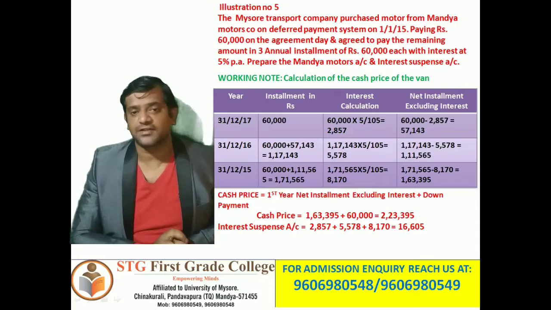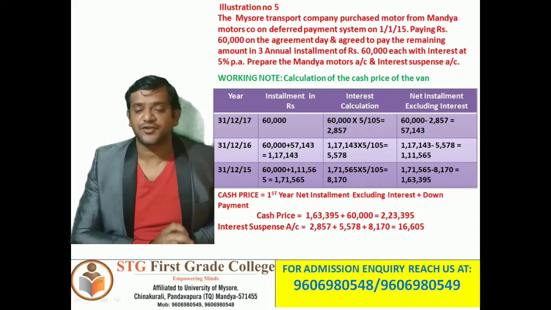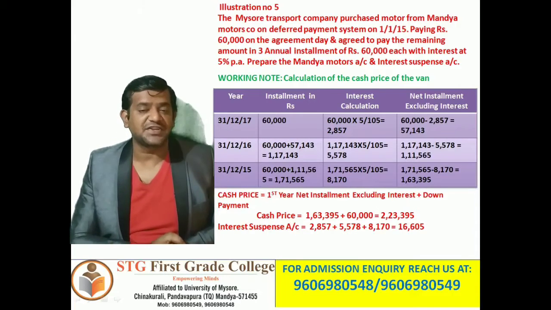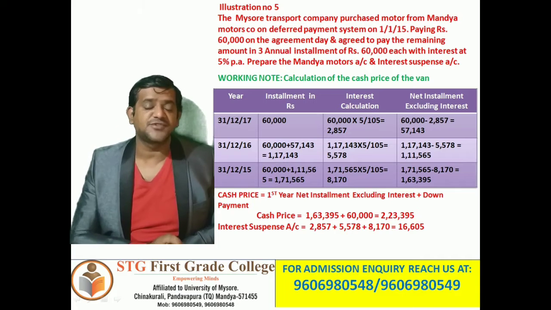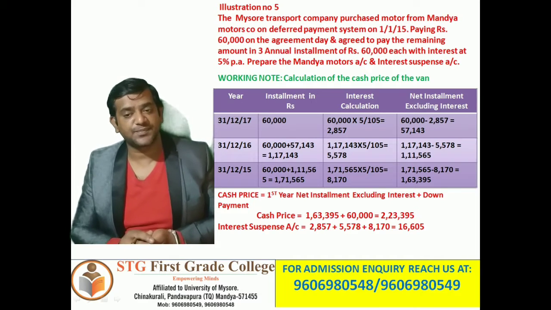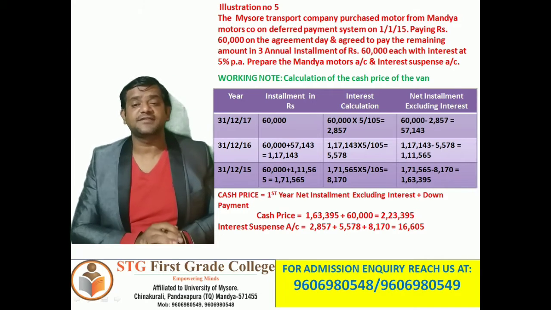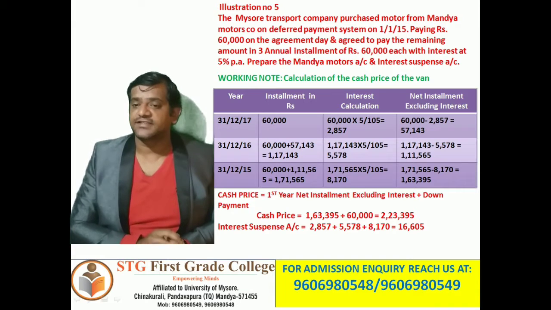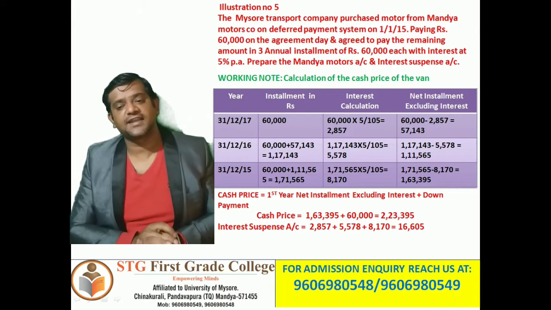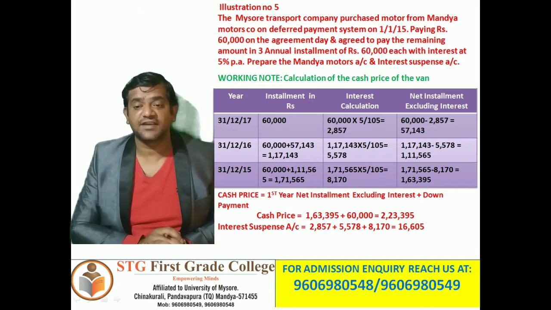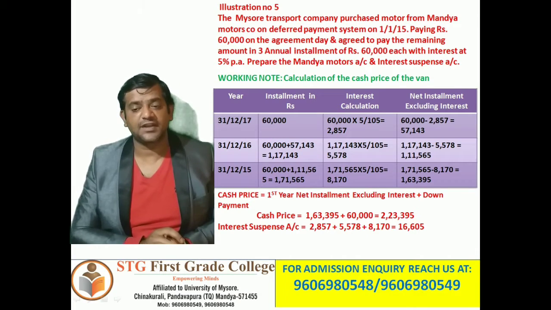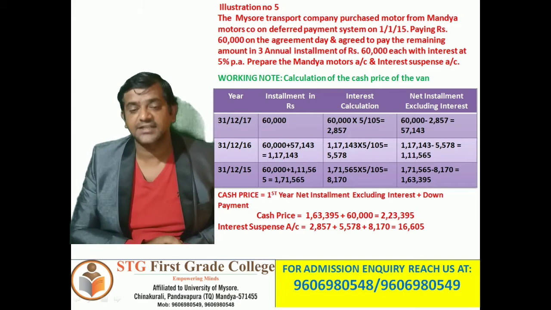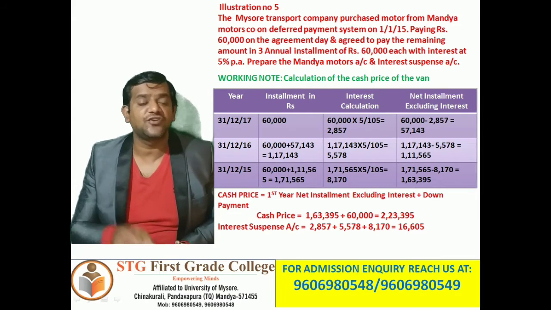Year 31/12/2017, installment in rupees 60,000. Interest calculation: 60,000 into 5 divided by 105. So interest comes to 2,857 rupees. So net installment excluding interest comes to 60,000 minus 2,857, which is 57,143. So 57,143 is the net installment money paid at the end of the third year.